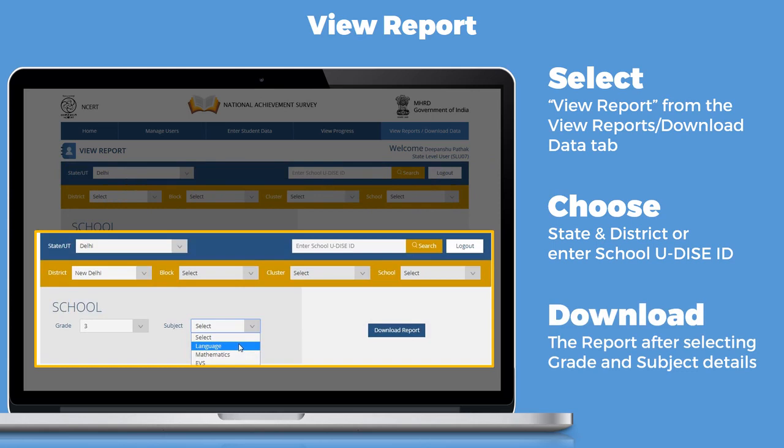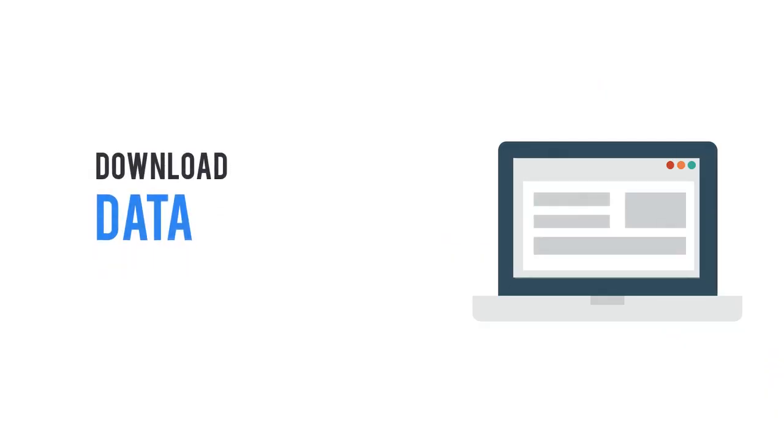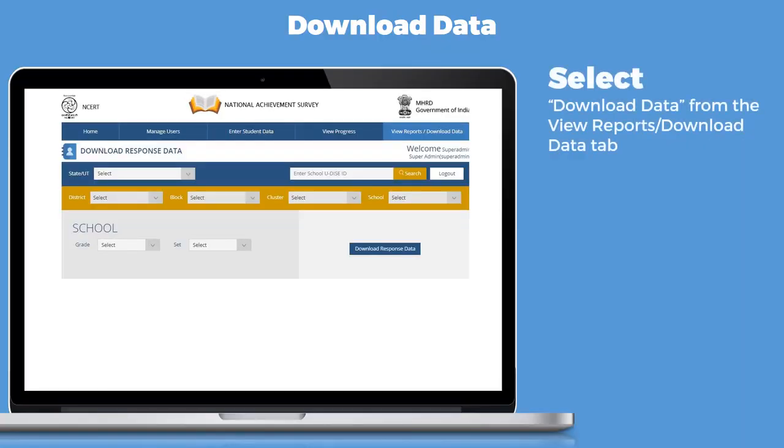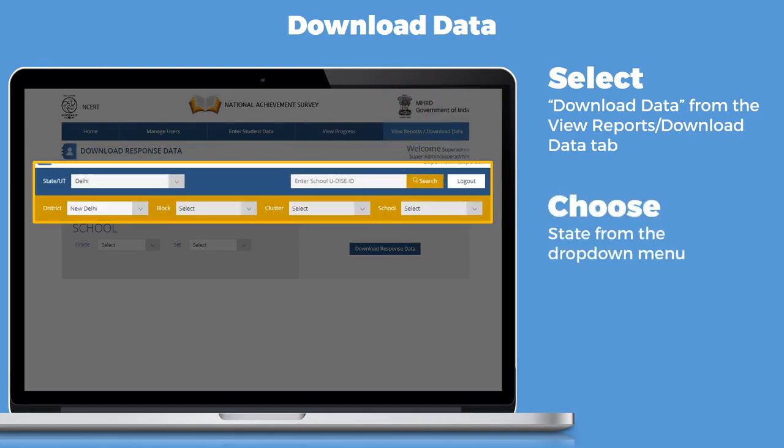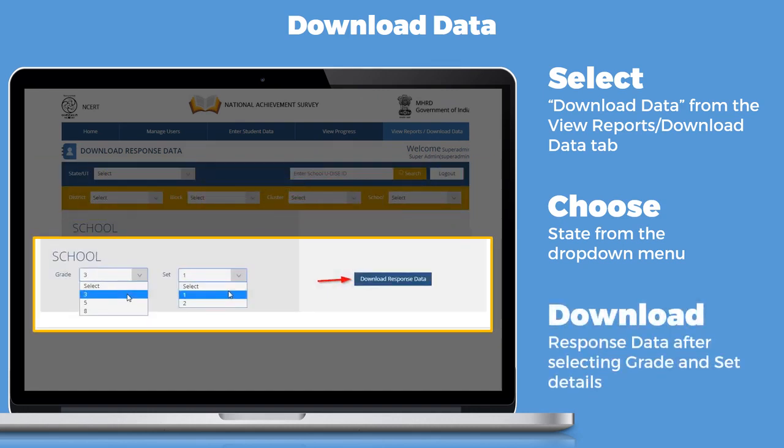The report gets downloaded. If given access rights, a user can also download the survey data once it has been uploaded. To download and view the data of students, the user selects Download Data from the View Reports Download Data tab in the main menu. The user then selects the state or union territory using the drop-down options. The response data will get downloaded only if state, grade and set are selected from the drop-downs. After selecting the grade and test form, the user clicks on the Download Response Data button and the data gets downloaded.